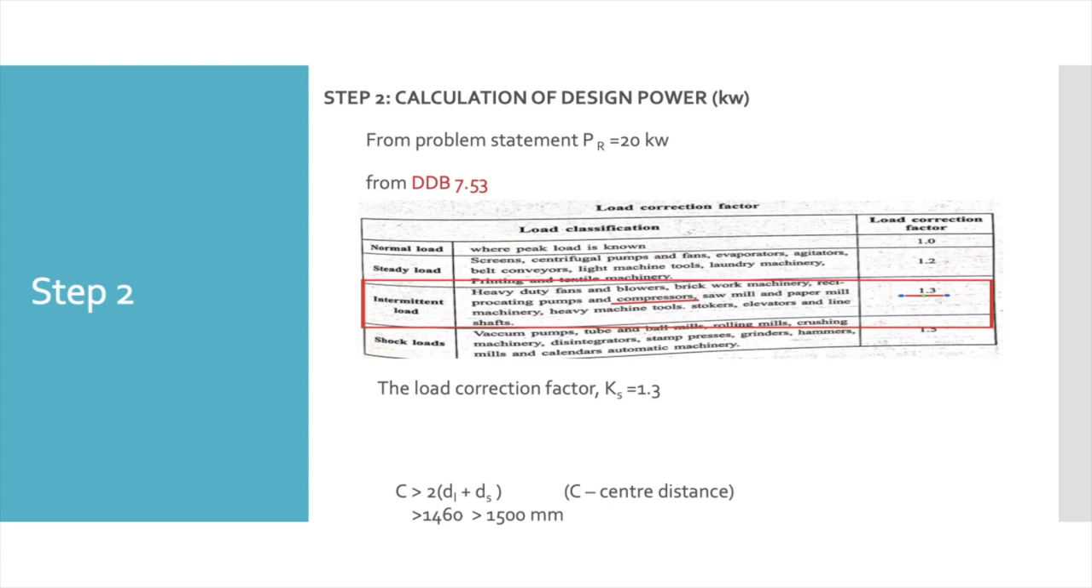The next value to find is K alpha, and before finding K alpha, we need the arc of contact. For finding the arc of contact, we need the center distance, and we calculate the center distance with this formula. We found the diameter of larger pulley and the diameter of smaller pulley. Substituting the values, we find the center distance as 1500 mm. Substituting these values in the arc of contact formula, we find the arc of contact as 173.2 degrees.